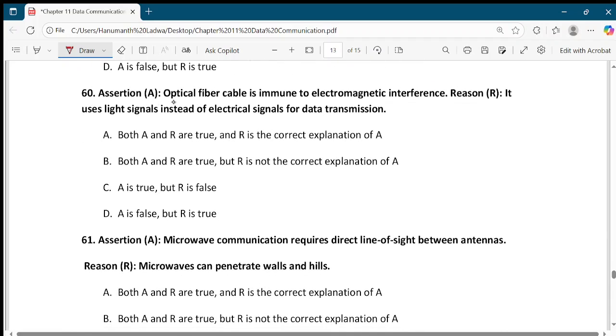Question number 60. Assertion A. Optical fiber cable is immune to electromagnetic interference. Yes, this is true. Reason R: it uses light signals instead of electrical signals for data transmission. Yes, this statement is also true. Here, option A, both A and R are true, and R is the correct explanation of A is the right answer.